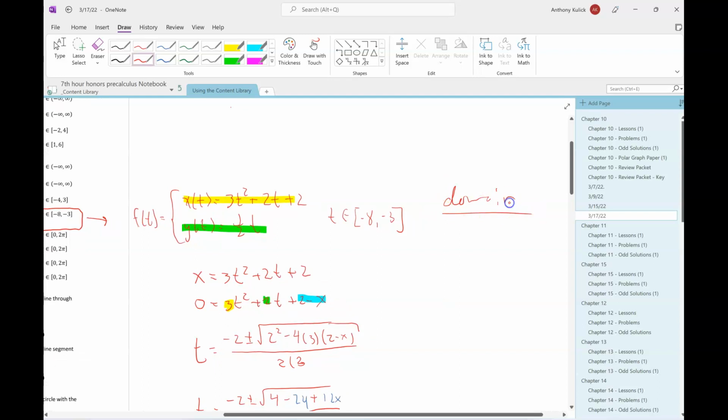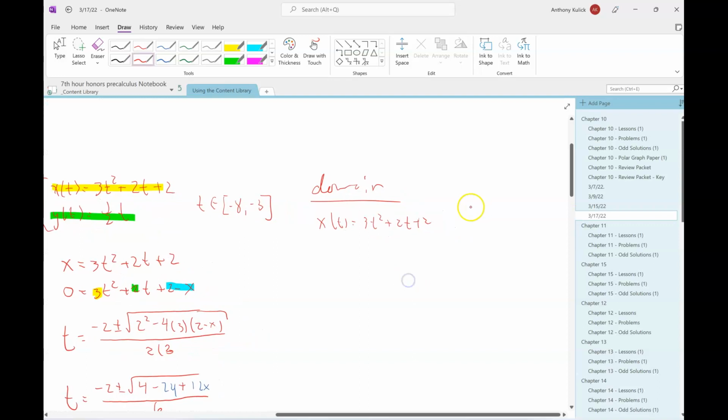Okay. So the domain here is from the x of t function. Since that function is quadratic, there's 3 points we're going to care about: the vertex and the 2 endpoints. The vertex is going to be -b over 2a. So that's -1/3. Since that's not inside the interval that we have, we don't care about it. So all I really need to do is x of -8 and x of -3 and build it out the same way I would normally.